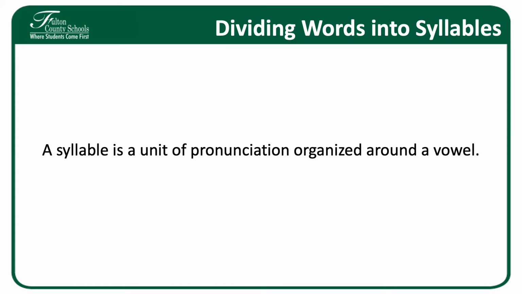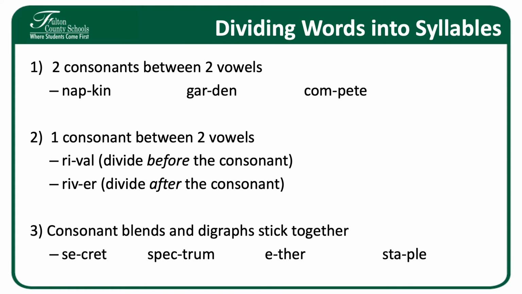Through their phonics instruction, children learn that words can be divided into syllables. A syllable is a unit of pronunciation organized around a vowel. Children are taught 3 basic principles for dividing words into syllables that you can reinforce when they get stuck reading a longer word. Principle 1: 2 consonants between 2 vowels. When vowels have 2 adjacent consonants between them, we divide between the consonants.